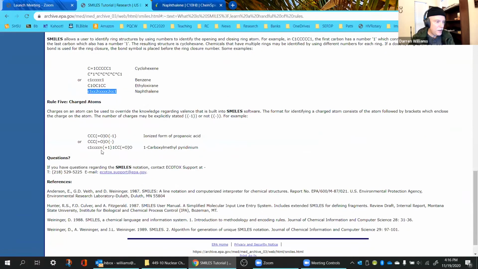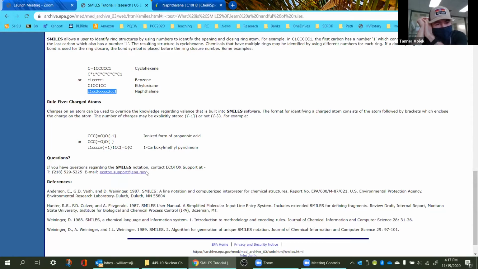And then you have, I don't know about the +1. What's that? Carboxymethyl pyridinium N+1. I guess it's trying to show that it's charged. Yeah, it's the 4-coordinate N. Like the ammonium, the ammonium salt thing. Yeah, +1 charge.